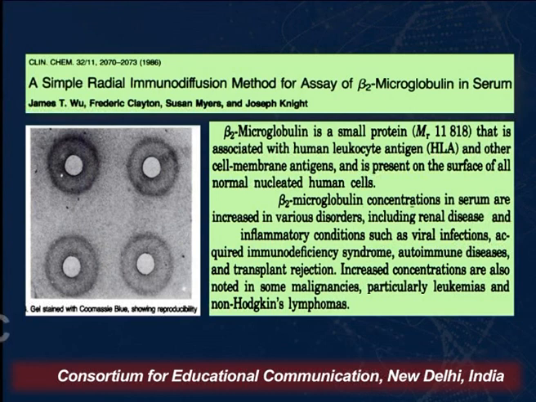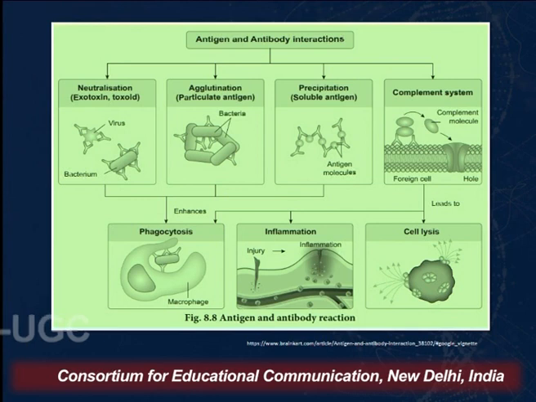This was one of the first papers which used the radial immunodiffusion method for assay of beta 2 microglobulin in the serum. These antigen-antibody interactions are utilized in various other processes also. Now we see how these antigen-antibody interactions help in our body system also. These are some of the examples we have already discussed, such as how they drive the inflammation process and how they neutralize the various antigens present in the body.